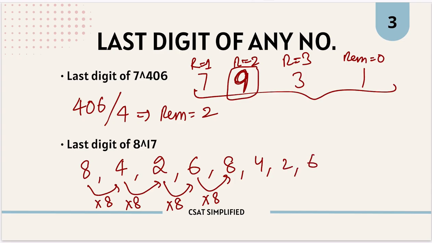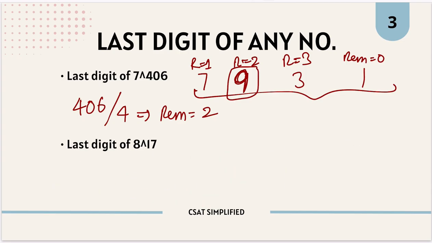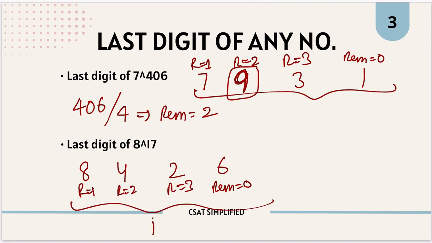2, 6. So what is the repeating pattern here? I have 8, 4, 2, 6. So in case of 8, the repeating pattern is 8, 4, 2, 6. Remainder is 0 here, remainder is 1 here, remainder is 2 here, remainder is 3 here. How many repeating patterns here? So repeating numbers are 4 repeating numbers.